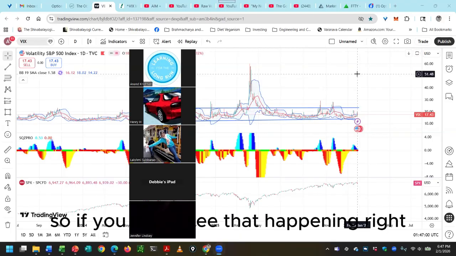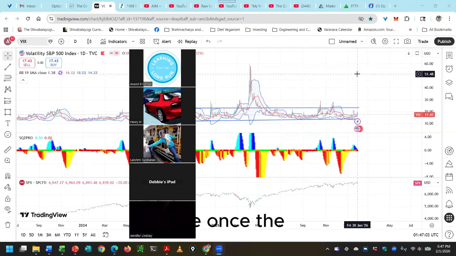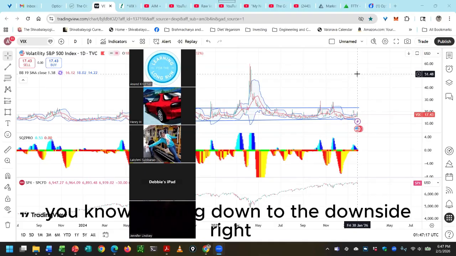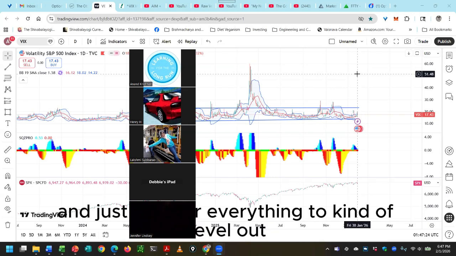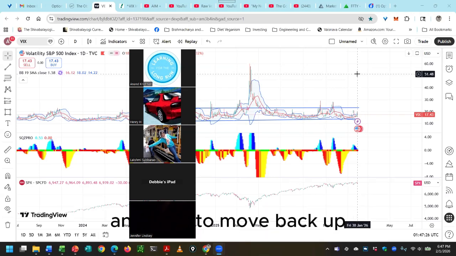So if you see that happening, once BPSPX goes below 30%, then things are going to start slowing down to the downside, in which case you can stop buying the puts and just wait for everything to level out and start to move back up. And then you can start going to the upside.